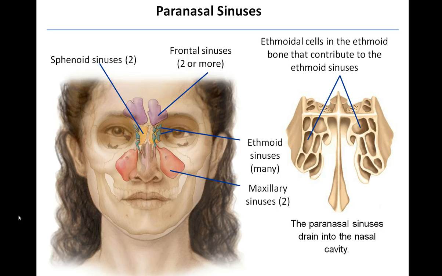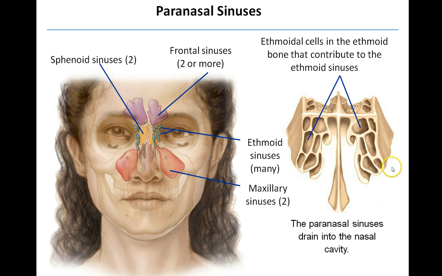This shows the location of the paranasal sinuses in the bones of the skull that surround the nasal cavity. So here within the frontal bone, we have the frontal sinuses, which is typically 2 but can be more. Typically there are also 2 maxillary sinuses in the maxilla. There are also a couple of sinuses in the sphenoid bone, and the ethmoid bone has many small air spaces, so there are many ethmoid sinuses.